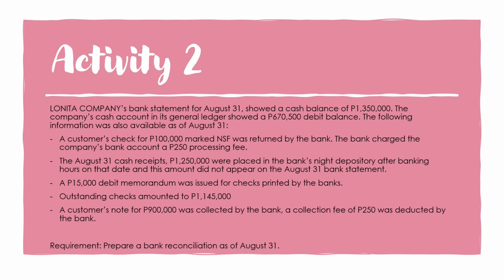Right, so let's move on to activity number 2. So for this activity, medyo madaming nagkamali. But let me go ahead and discuss this one to you. So Lonita Company's bank statement for August 31 showed a cash balance of 1,350. So this is our bank balance, 1,350. Then, the company's cash account in its general ledger showed a 670,500 debit balance. This is our book balance.